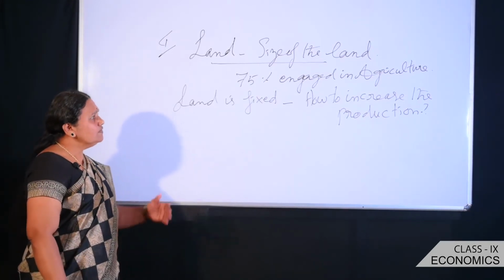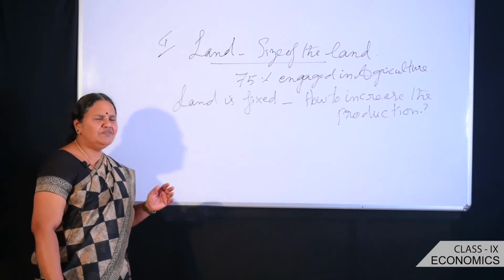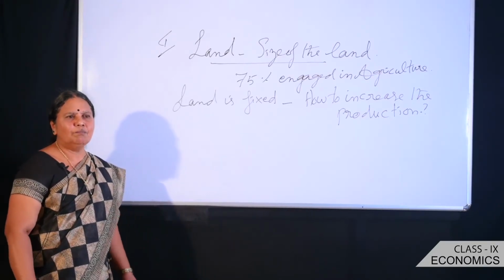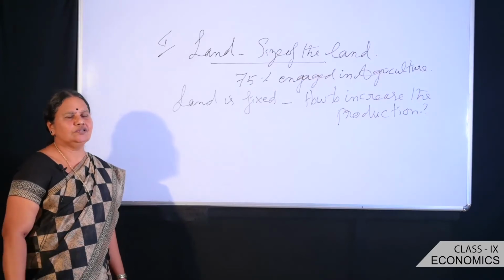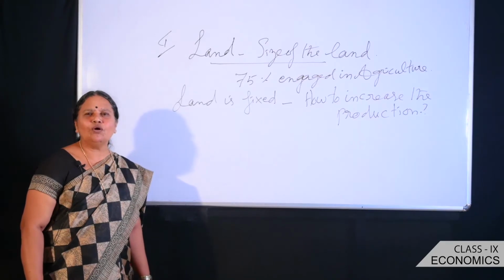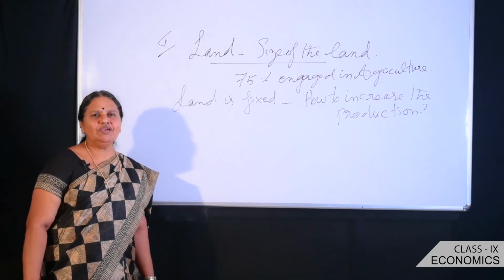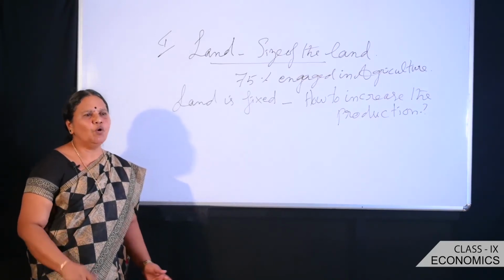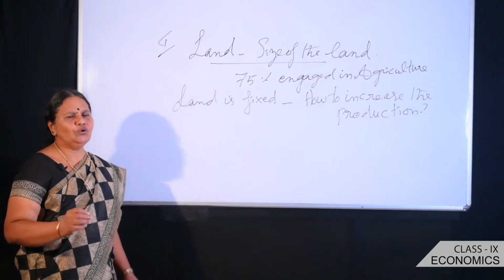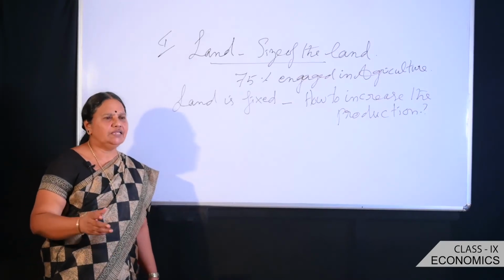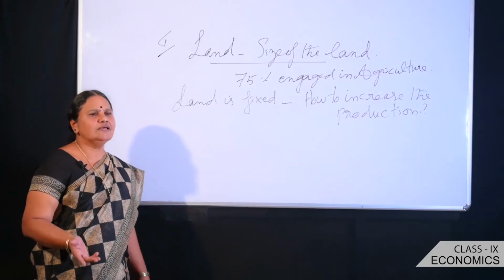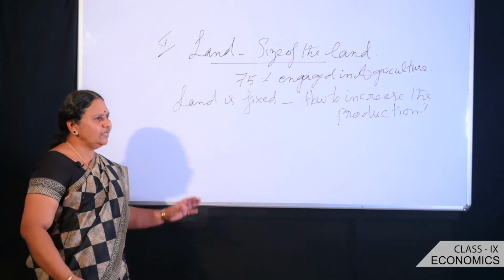Now let us come to the next part. Very, very important: land is fixed. Nobody can change the size of the land. But we want to increase the production. Then what jantar mantar are we going to use? What magic wand do we have in our hands to bring more production from the same piece of land? There are two beautiful techniques adapted by the people of Palampur. What are the two novel or modern techniques they are using? Let us see through this clipping.